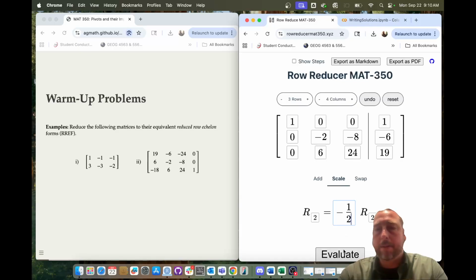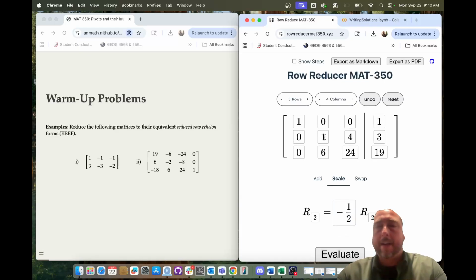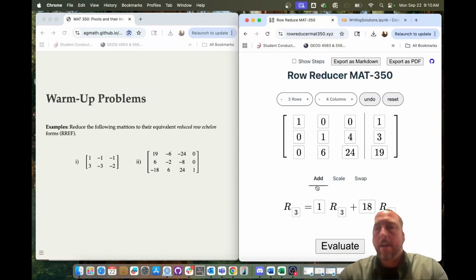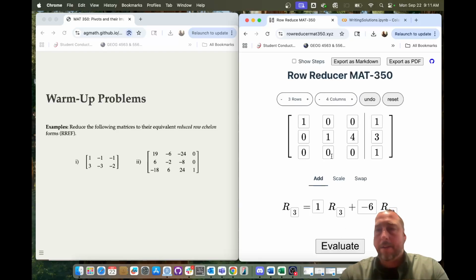-1/2 times 2 is what's going to give me my 1, and so I have now a 1 in that pivot position. I've already got a 0 above the pivot, so we'll zero out the entry below it. We're going to use our row replacement operation for that. So we're going to replace row 3 with the original row 3 plus -6 times row 2. And again, -6, because -6 times 1 gives me -6. -6 plus 6 is what's going to give me that 0. And so there we are.